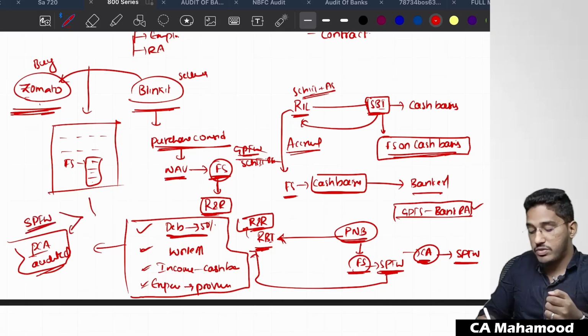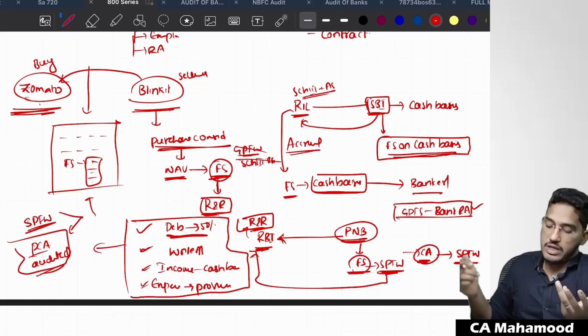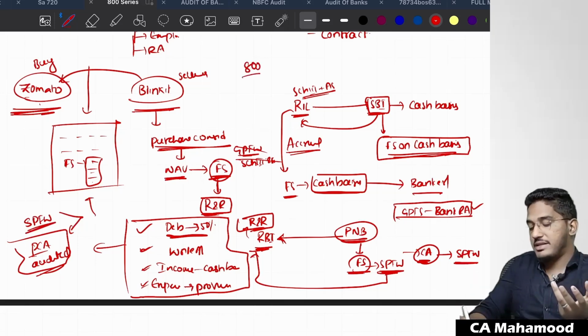Now, how you are going to conduct this audit, what precautions you are required to take, what you are required to do. That is the guidance which has been given under SA 800.